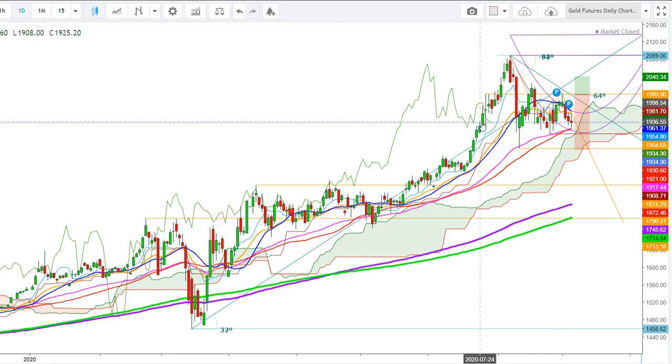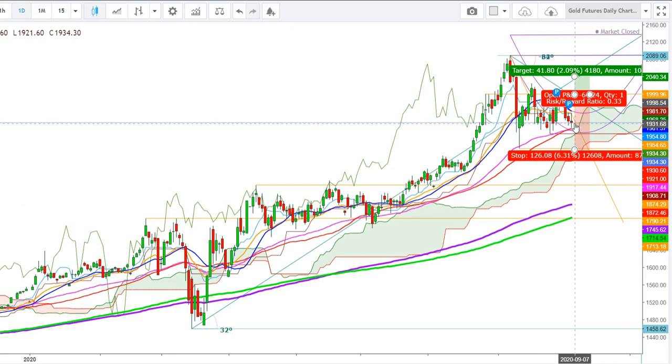So here you can see that the gold futures tried to sustain above this strong support level of $1935. But here you can find that the gold futures have been going through very volatile sessions during the last few trading sessions.